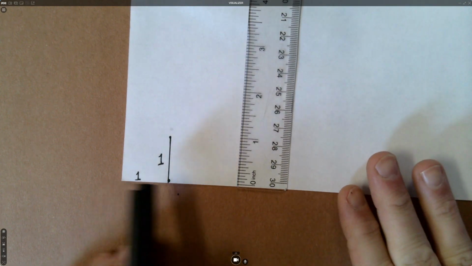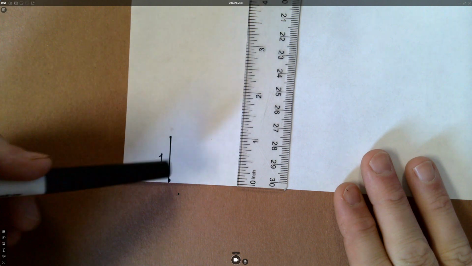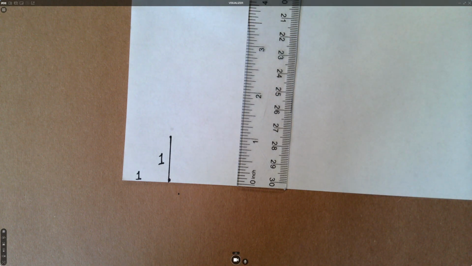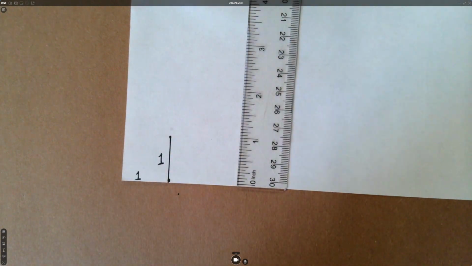So this empty negative space, when you compare it to the size of this line, they take up the same amount of space. Now they're going different directions. One is vertical and one is horizontal, but their size relationship is they are the same length.